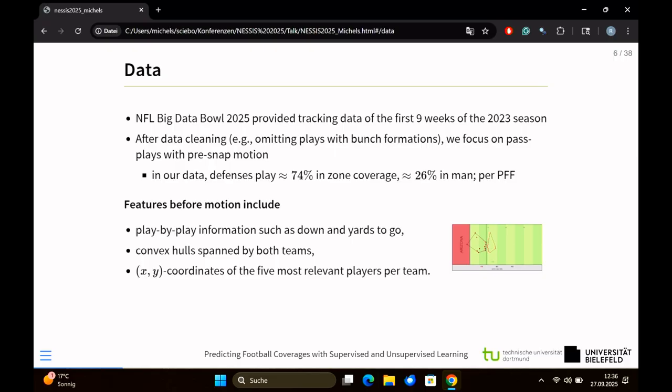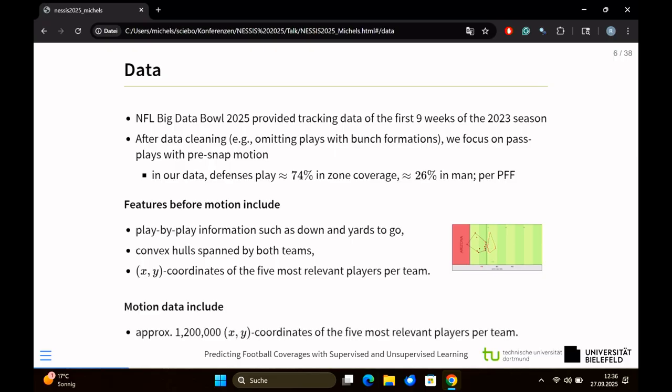We will come to that in a second, what this is. And the data we use for the motions is much bigger. We have approximately 1.2 million x and y coordinates of the 5 most relevant players, whereas the classification only lives on the play level, while the motion data and particularly the hidden Markov model live on the tracking data, so it is a time series model. That's why we use a time series model.